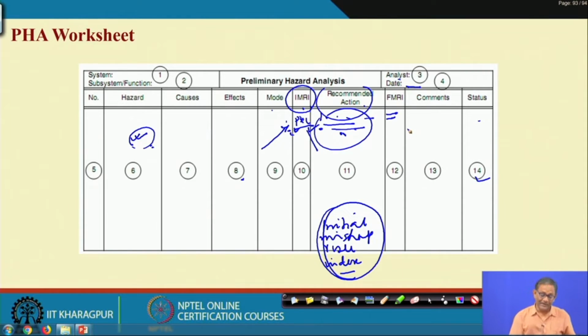So, in PHL we have given a very small number of documentation items, I think 5 or 6, but in PHA there are 14 items per hazard that you have to write down. 4 items are common, and items 5 to 14, 10 items, are hazard-specific information that you have to give.